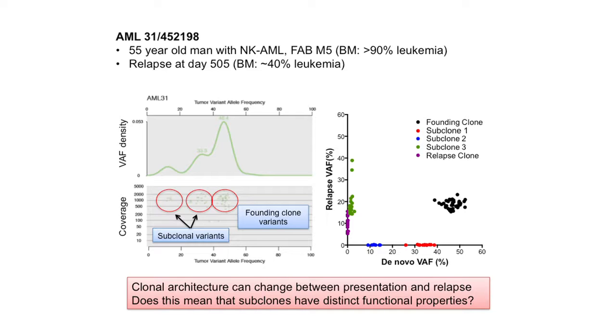However, additional populations of variants appeared at relapse. We have 2 populations here. The green population is in every single cell in the leukemia, because the bone marrow is about 40% leukemia at relapse. And so the green points are about 20%, so those are heterozygous variants present in probably every single AML cell.